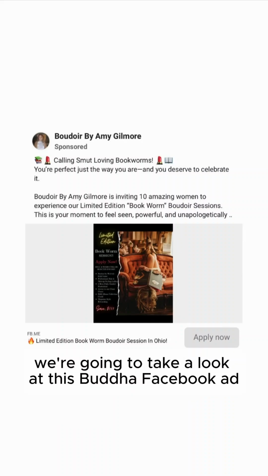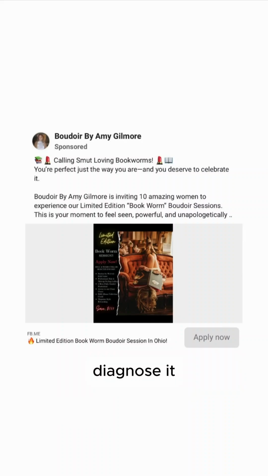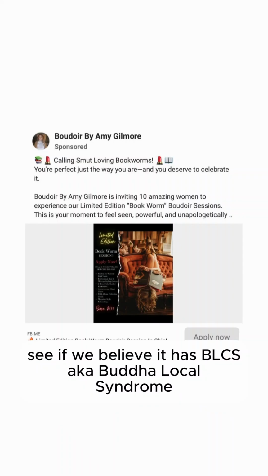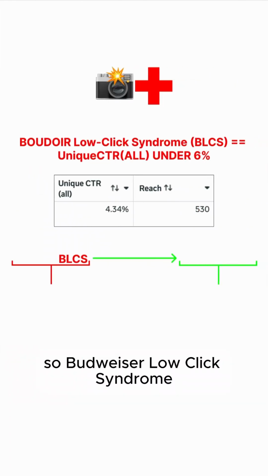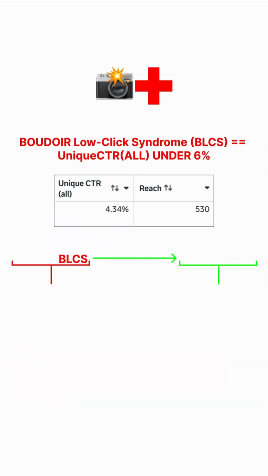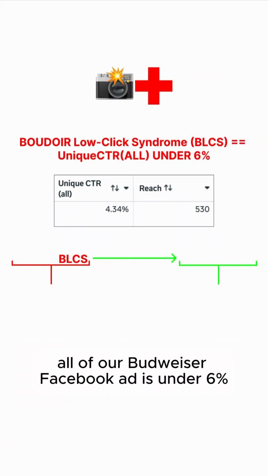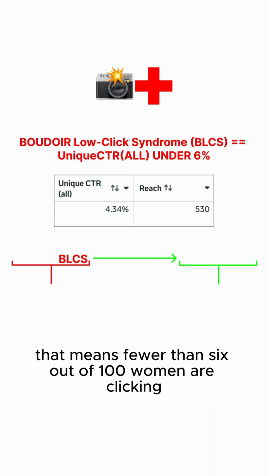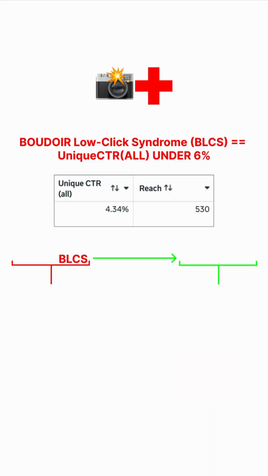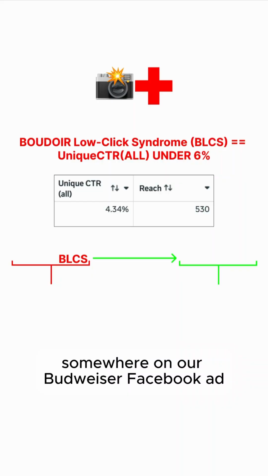All right, we're going to take a look at this Boudoir Facebook ad, diagnose it, see if we believe it has BLCS, aka Boudoir low click syndrome. So Boudoir low click syndrome, aka BLCS, is when the unique CTR on our Boudoir Facebook ad is under 6%. That means fewer than 6 out of 100 women are clicking somewhere on our Boudoir Facebook ad.